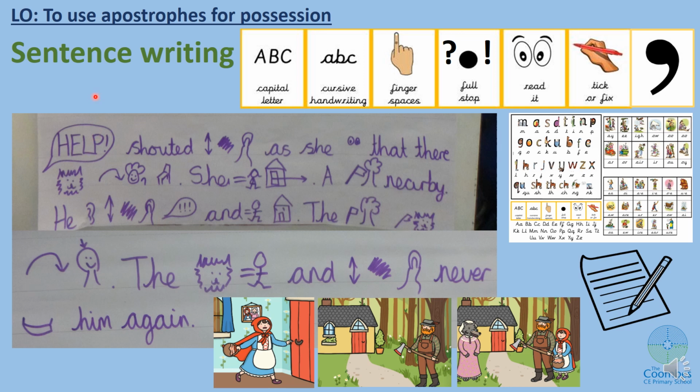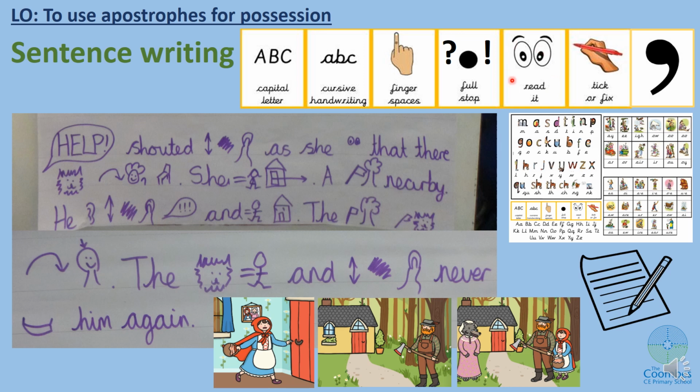Now has come the time for you to finish your Little Red Riding Hood story. So you've got one last paragraph to write, and that is your purple paragraph. That is the final paragraph of Little Red Riding Hood. And in this paragraph, you need to make sure you are using your capital letters, your best cursive handwriting, finger spaces, full stops. You won't need a question mark, but you will need an exclamation mark.